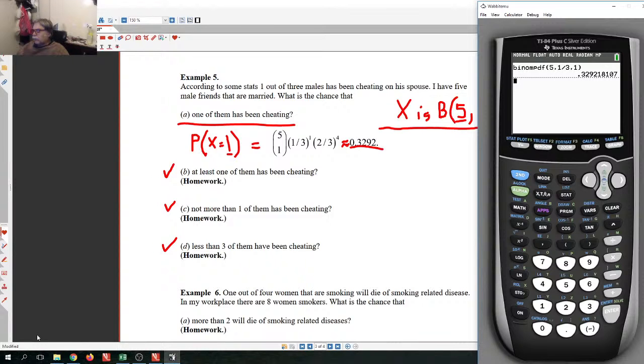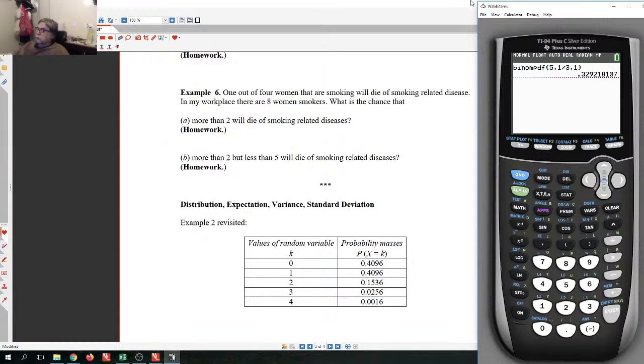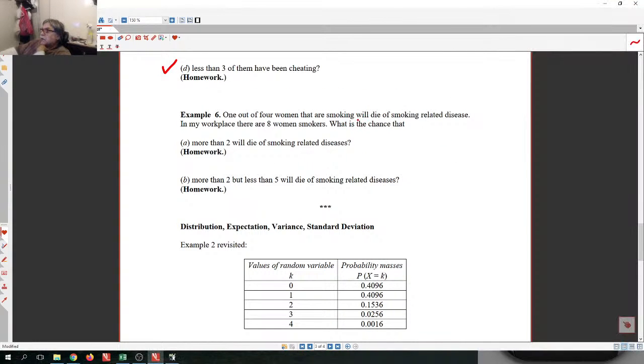I'm going to leave B, C, and D for you. And I'm going to do something similar here. Example number 6. 1 out of 4 women that are smoking will die from smoking-related diseases. In my workplace, there are 8 women smokers. What is the chance that more than 2 will die from smoking-related diseases? B. More than 2, but less than 5. This is a kind of interesting question. I'm going to calculate this one here, and I'm also going to do this one.